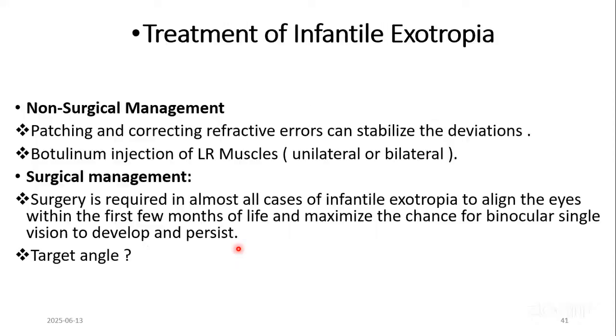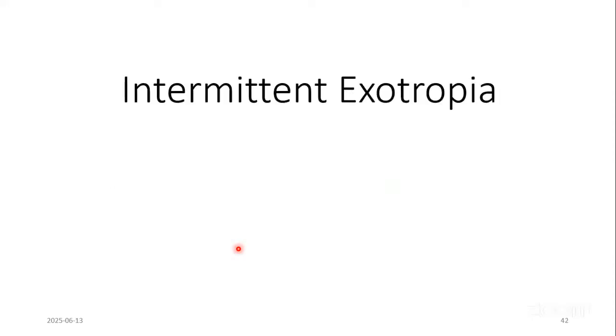So, I want to know the simple steps for Botox. Do we expose the Tenon? Do we inject it at the insertion or the bulk of the muscle?